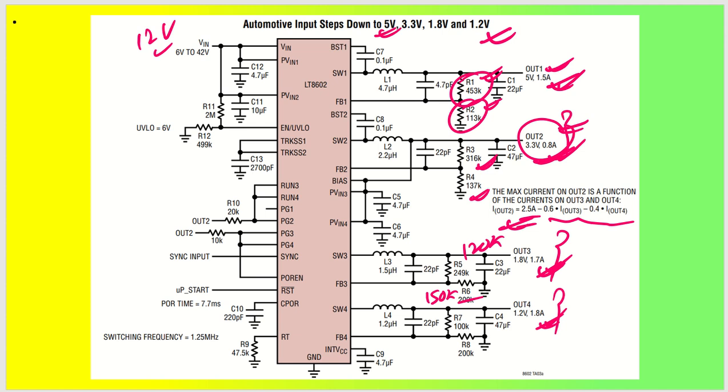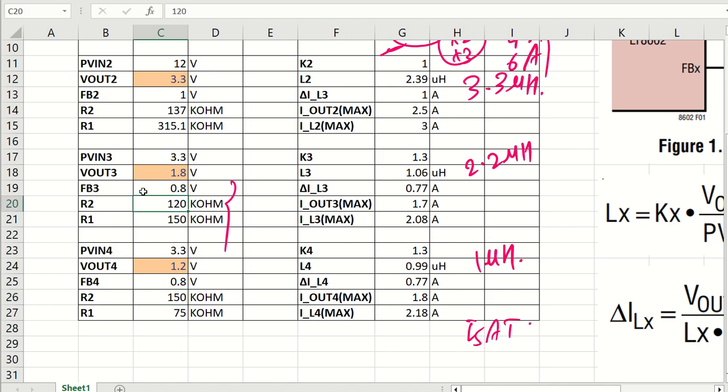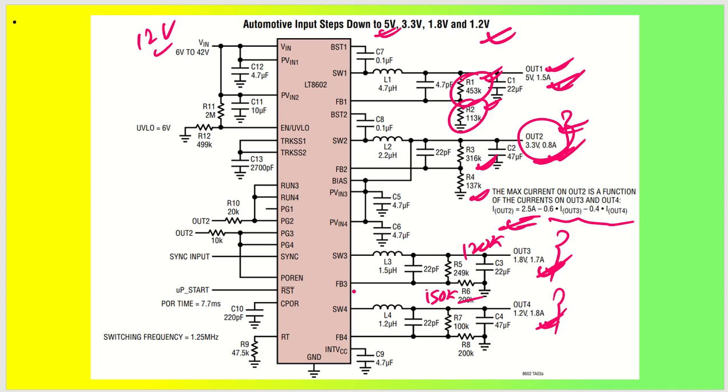Let me just see once. R2 is 120 kilo ohm, then R1 is going to be 150 kilo ohm. Okay, so R2 is 120k, then R1 is 150k for channel 3. Now for channel 4, my R2 is 150k, then R1 is going to be 75k. This is how you are going to get your output voltage at 1.2 volt and 1.8 volt. So this is another application that was there for automotive application.